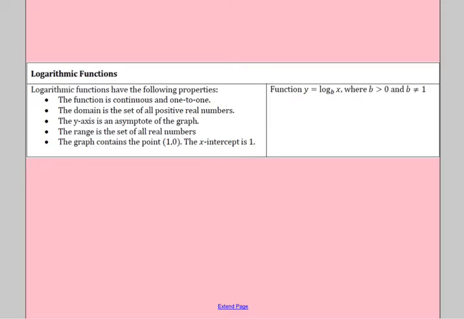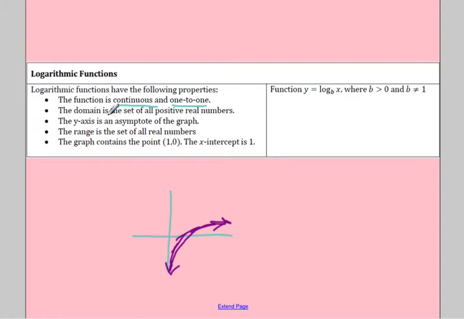So, logarithmic functions. Logarithmic functions have the following properties. The function is continuous and one-to-one. Continuous means you can draw it and not pick up your pencil. So a logarithmic function, just so that you know, graphically looks like it does on the front page. So there's my logarithmic function.